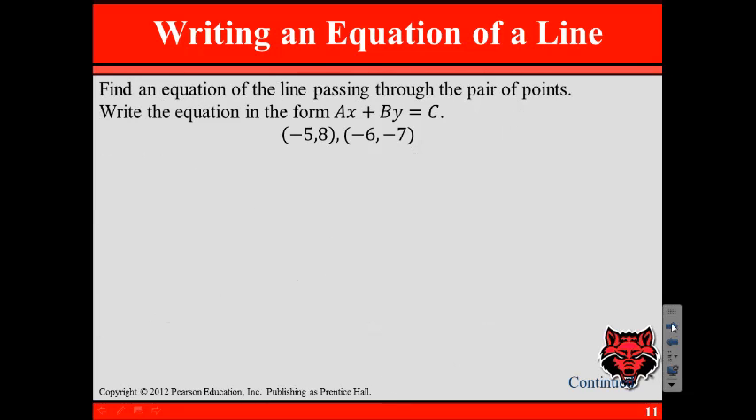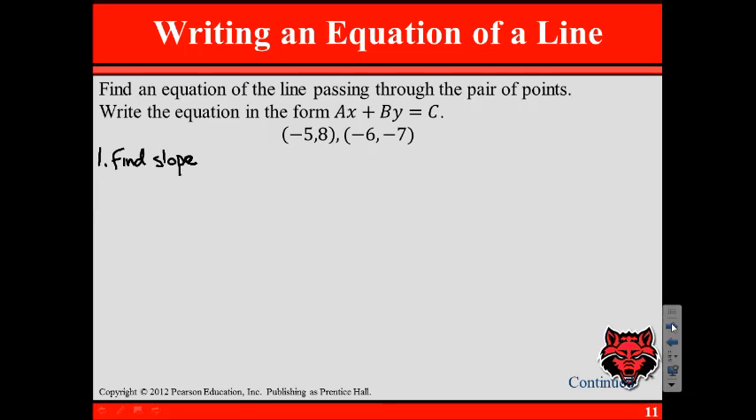Here we'll try another example of finding an equation in standard form, but we have a little bit different set of information. Instead of being given a slope and a point, we are given 2 points. So for this particular example, we will have to find the slope before we can go any further. So that will be our step 1, find slope.